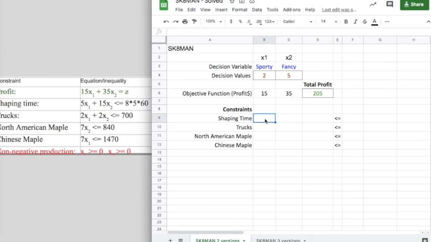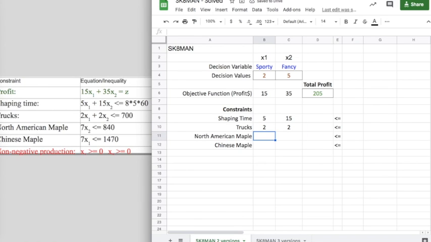So it takes 5 minutes to make a sporty. It takes 15 minutes to make a fancy. It's a harder wood. For trucks, every skateboard uses 2 trucks, one in the front to hold the front wheels, one in the back to hold the back wheels. So 2 trucks for a sporty, 2 trucks for a fancy.